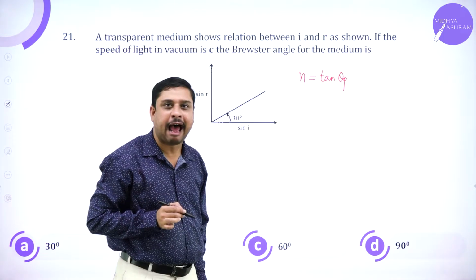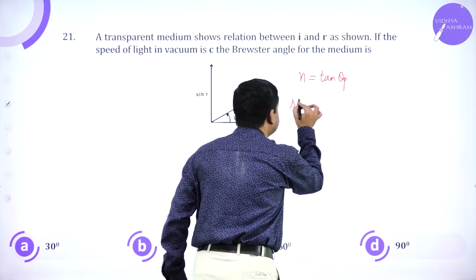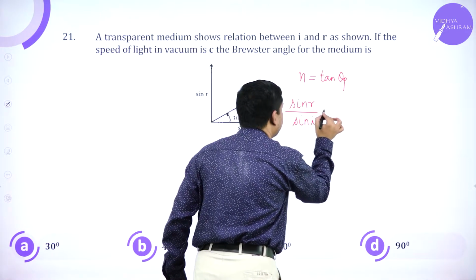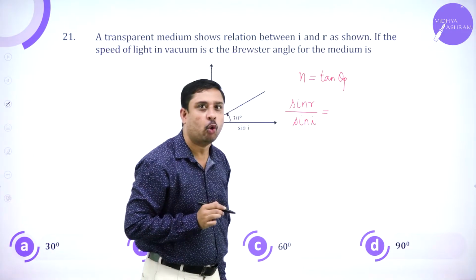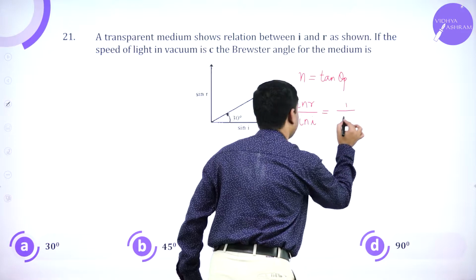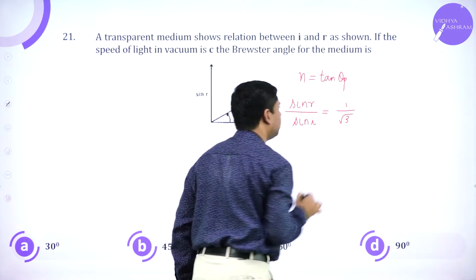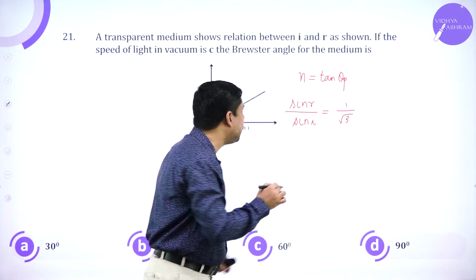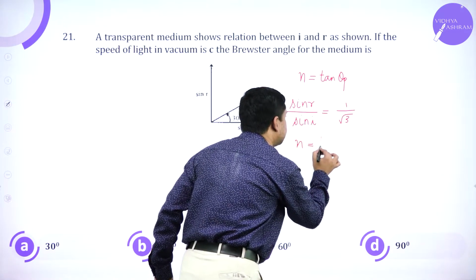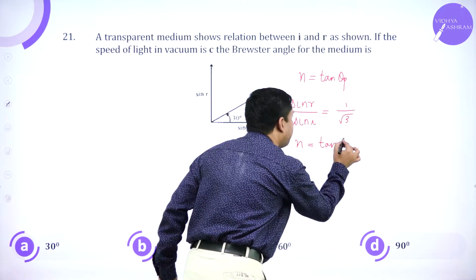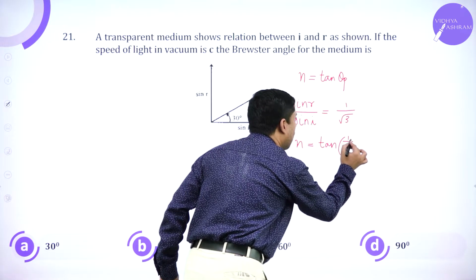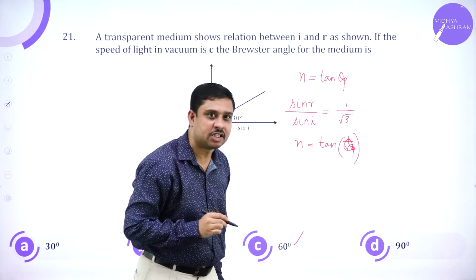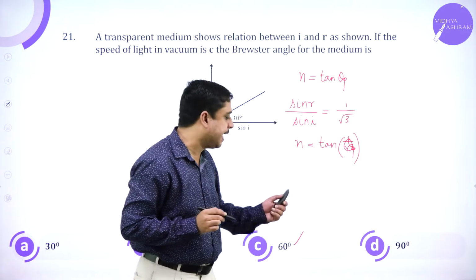From this graph, sin r by sin i is equal to 1 by root 3. But sin i by sin r is n. This is 1 by n, or n is tan theta p, 1 by root 3, so theta p will correspond to tan inverse of that, which is 60 degrees.